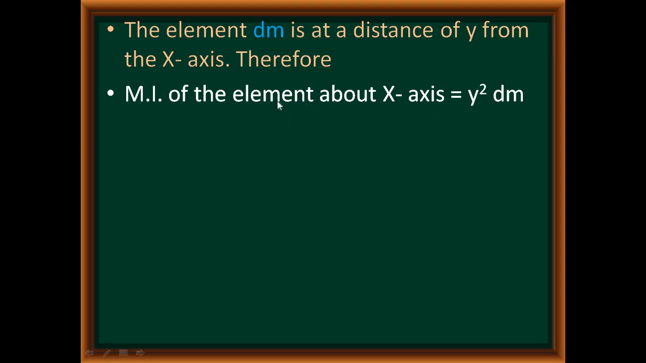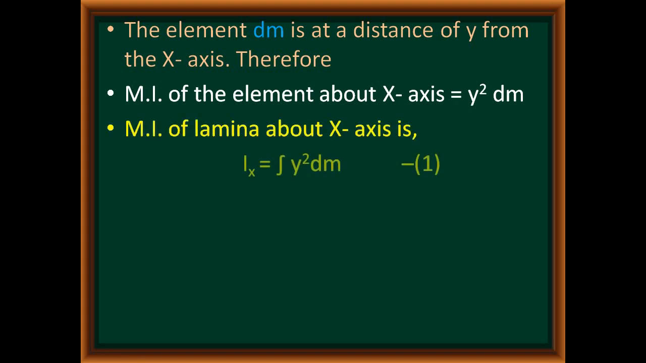From this we can write the moment of inertia of the lamina about x-axis. It will be denoted by Ix and it will be equal to integration of y square dm. एलिमेंटचा जो मोमेंट ऑफ इनर्शिया आहे त्याचे इंटिग्रेशन घेतलं, त्याची सम घेतली की आपल्याला मोमेंट ऑफ इनर्शिया ऑफ द लॅमिना मिळणार आहे फॉर द पर्टिक्युलर एक्स ॲक्सिस.